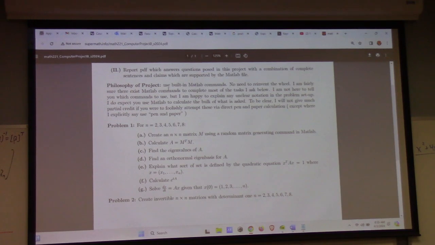You're doing a random matrix. The likelihood that a random matrix is generated in such a way that it has a repeated eigenvalue, my intuition is that's not going to happen. You'll have distinct eigenvalues, so what I'm saying won't be an issue.